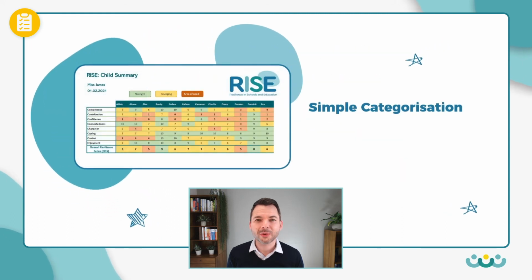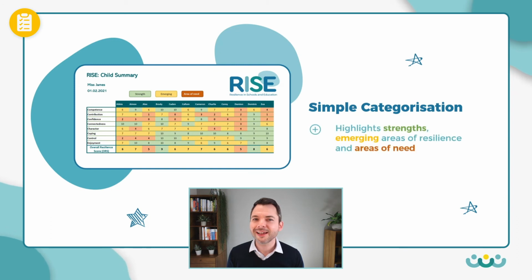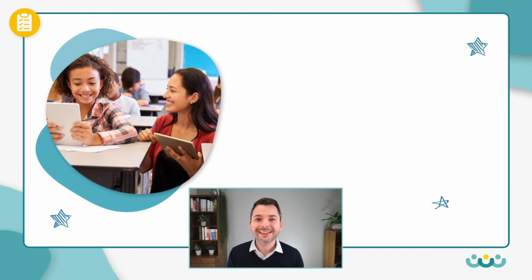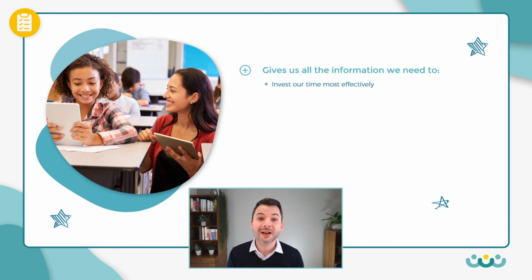Within each of these reports, you're going to find a simple categorization system highlighting whether each of these areas of resilience for your class or a child is either a strength, an emerging area of resilience, or an area of need, which may indicate some emotional vulnerability there. Together, these reports give us all the information that we need to be able to invest our time most effectively to have the greatest impact on building up children's resilience and their well-being.